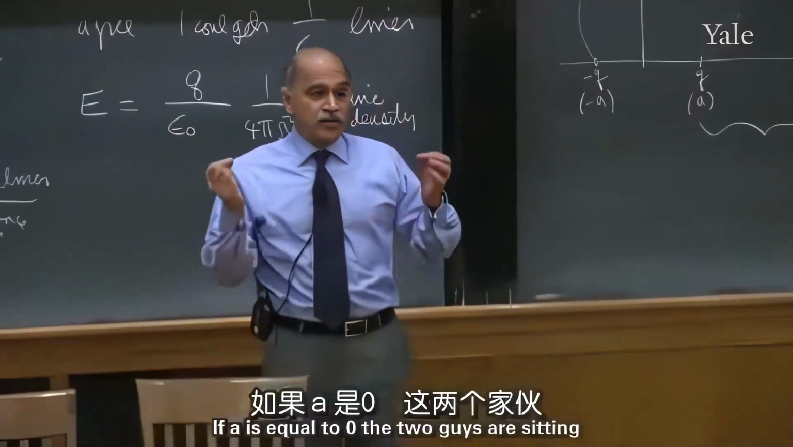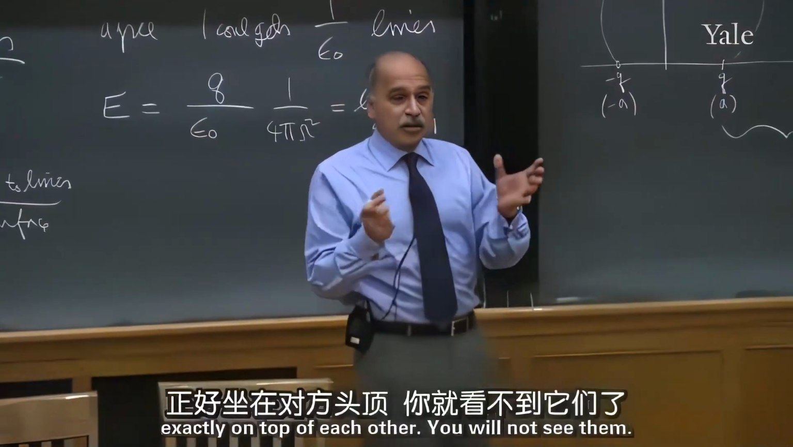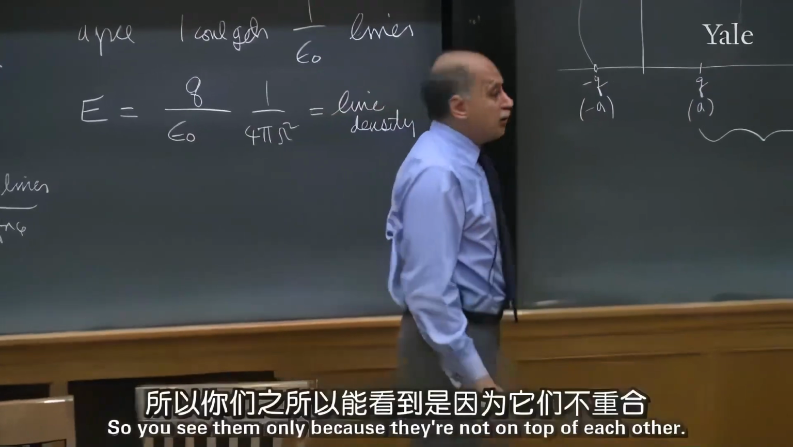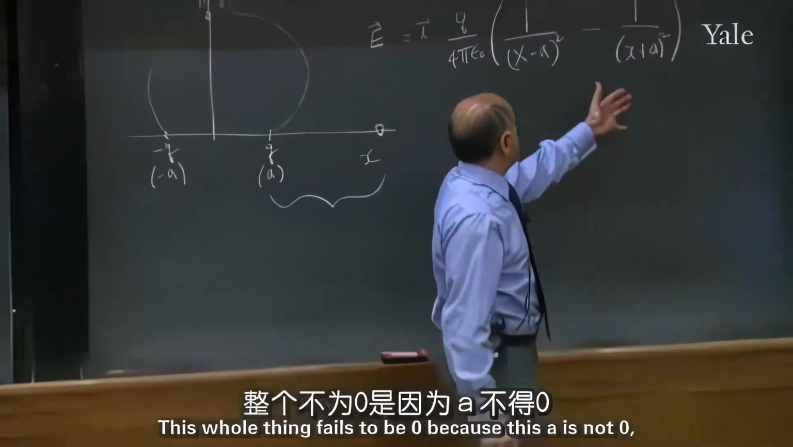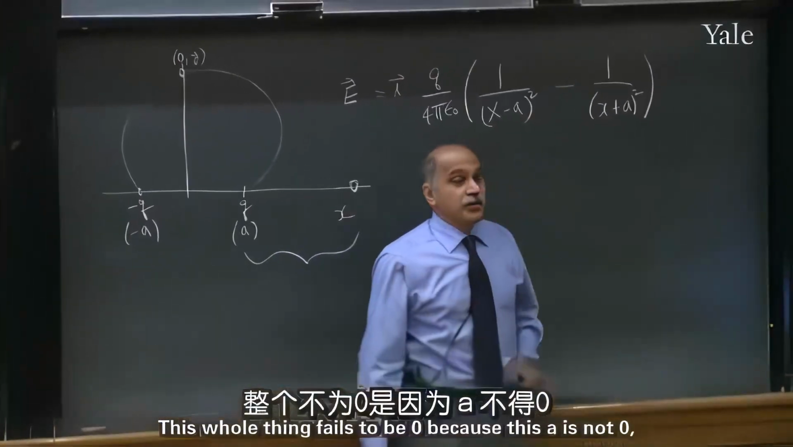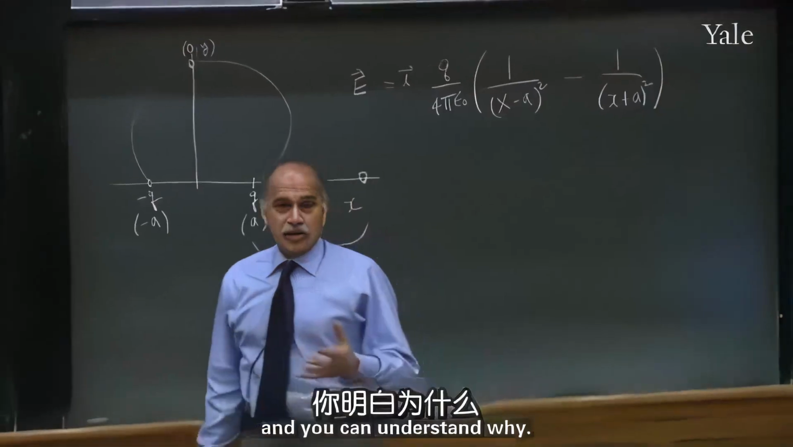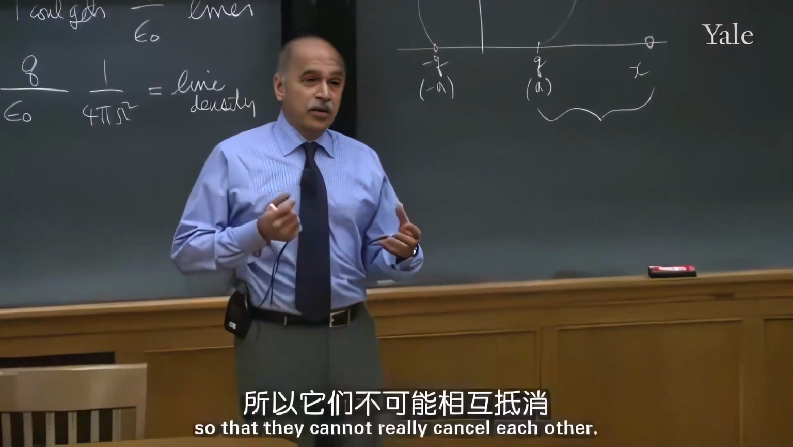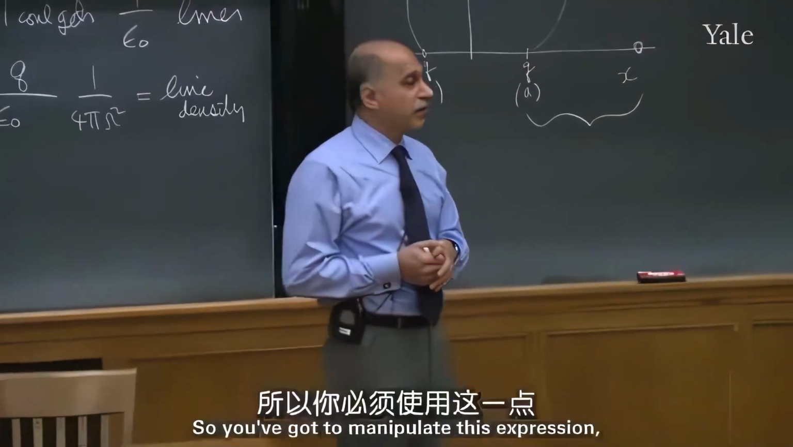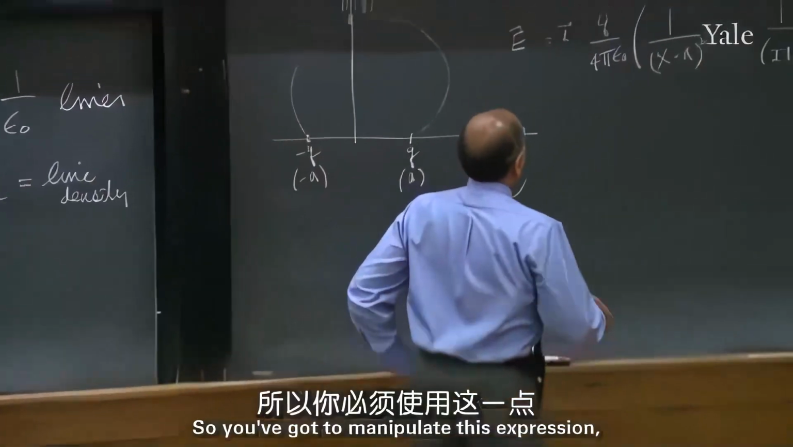If a is equal to 0, you get 0. If a is equal to 0, the two charges are sitting exactly on top of each other, you will not see them. So you see them only because they're not on top of each other. This whole thing fails to be 0 because a is not 0. And you can understand why. The minute a is not 0, you're closer to one of the two charges, so they cannot really cancel each other. So you've got to manipulate this expression.